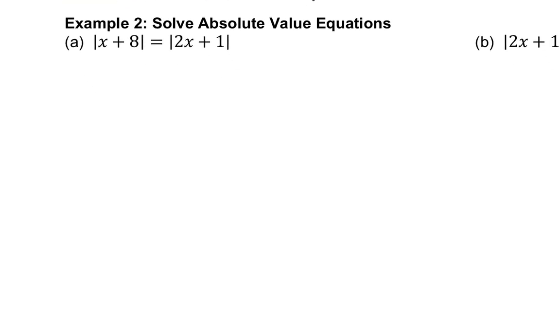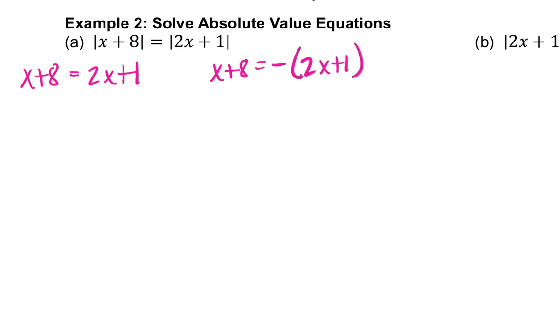All right, starting with the first one. You're going to have x plus 8 equals 2x plus 1. Well, the only thing you did was drop the absolute value. But that's the positive side. Now you got to do the negative side. So x plus 8 is equal to negative parentheses 2x plus 1. You can't just do negative in front of the 2x. You have to do it in front of the whole thing. So drop the bars and put parentheses.